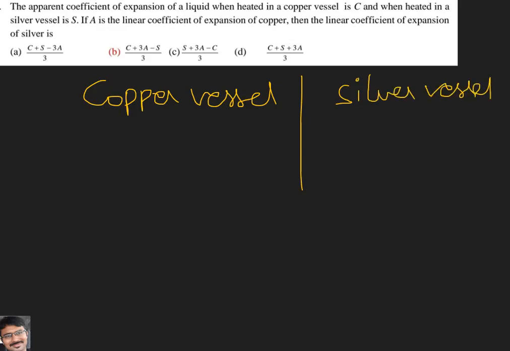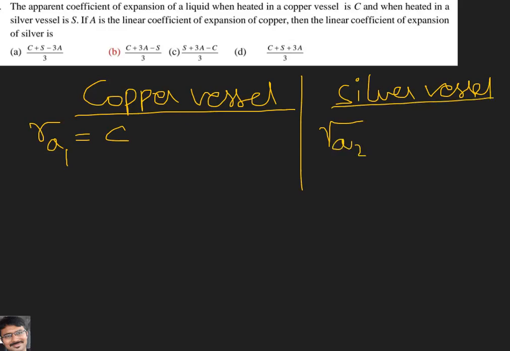Fine. And in the question they mention, apparent coefficient of expansion of liquid when heated in copper vessel is C. Apparent coefficient means gamma A. Gamma A in copper vessel is C. So let me write this as copper vessel, let me take it as 1. So gamma A of 1 is C. Next, when heated in silver vessel, it is S, that is gamma A2. For silver vessel I am taking 2, gamma A2 is given as S.